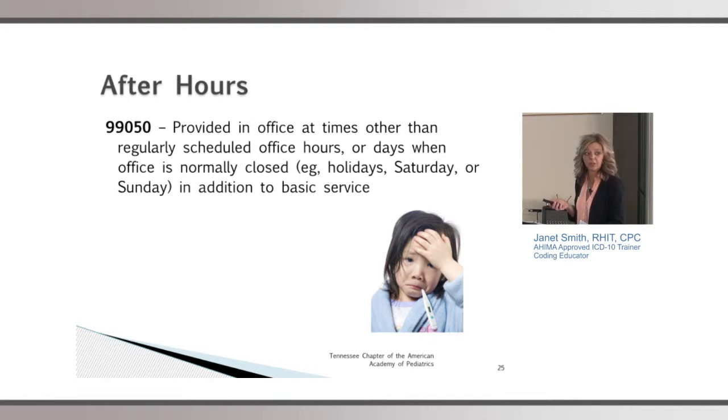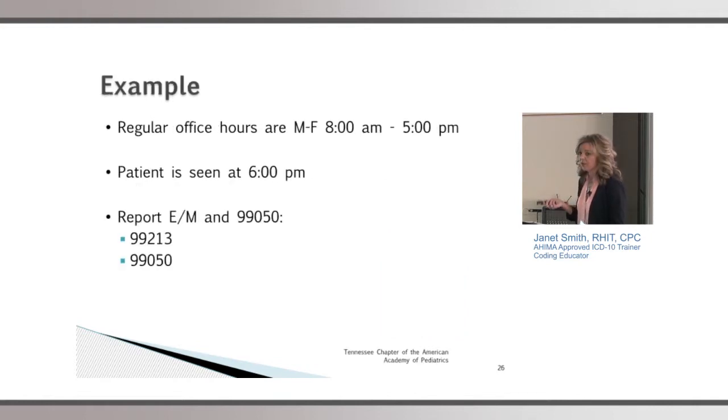The 99050 is typically covered by a lot of our TennCare MCOs and commercial plans, and this is for services that are provided in the office other than regularly scheduled office hours or days when your office would be normally closed. So for example, your posted office hours are Monday through Friday, 8 to 5. You see a patient at 6 o'clock. You would report your E&M service, and then you could add on the 99050. These are when your hours are posted and you're seeing the child outside of posted hours.